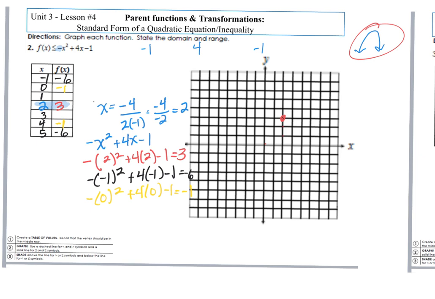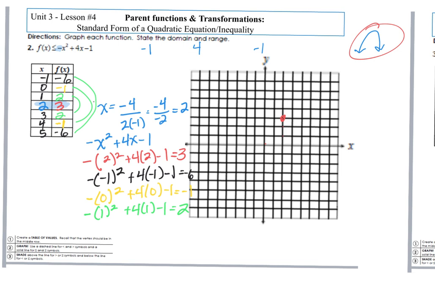Okay, next we're plugging in positive 1. We have negative and then 1 squared plus 4 times 1 minus 1, which equals 2. So if the value for positive 1 is 2, so is the value for 3. Okay, look at the symmetry we have going on. Wonderful. So we already have our vertex plotted at 2, 3.